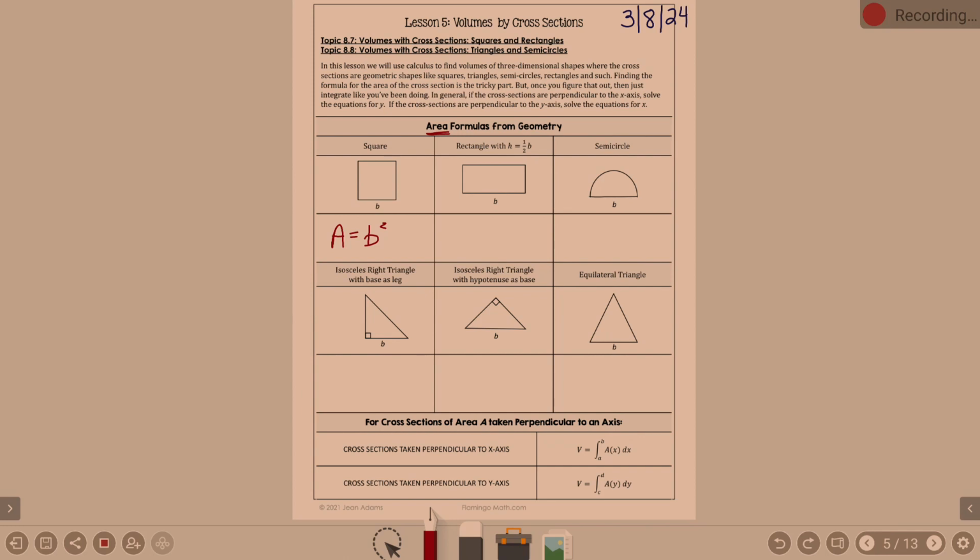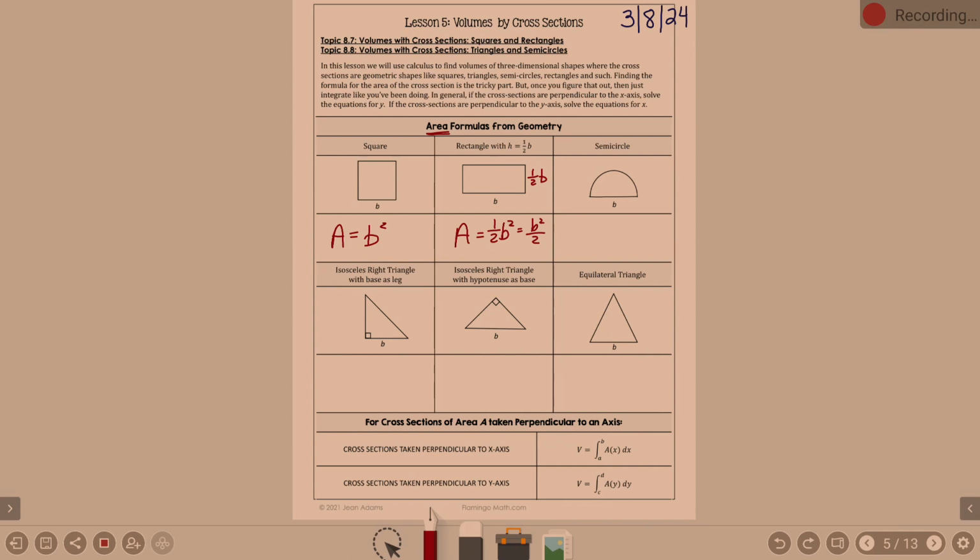What about this rectangle, where it has a length of B and a height of 1/2 B? So that's saying that this side is 1/2 B. Can you just say B squared over 2? You could. I have it written in my notes as 1/2 B squared, but is it any different than B squared over 2? 1/2 B squared or B squared over 2.